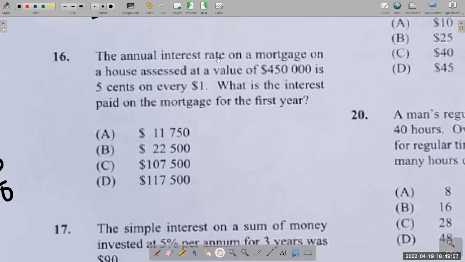The annual interest rate on a mortgage on a house assessed at a value of 450,000 is 5 cents on every dollar. So what is the answer?